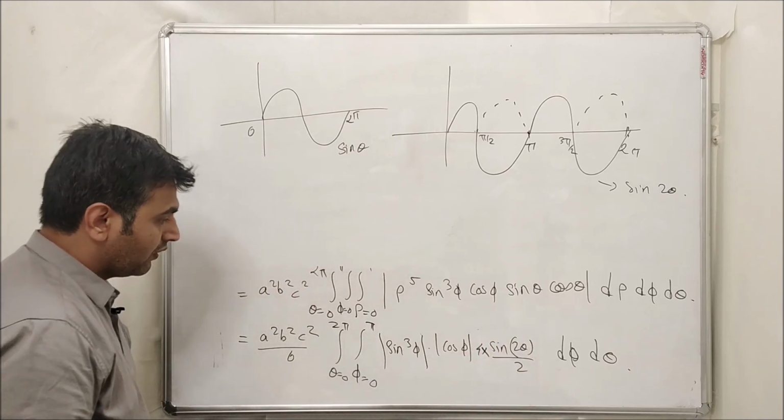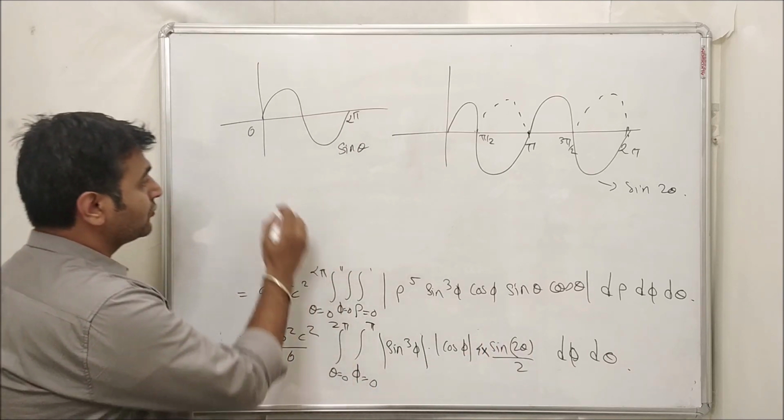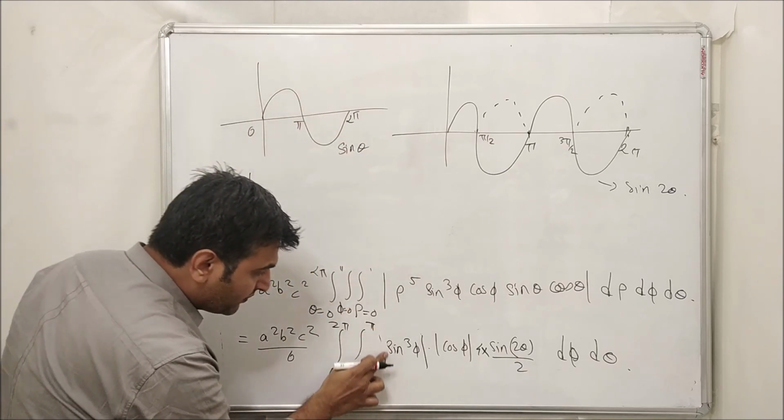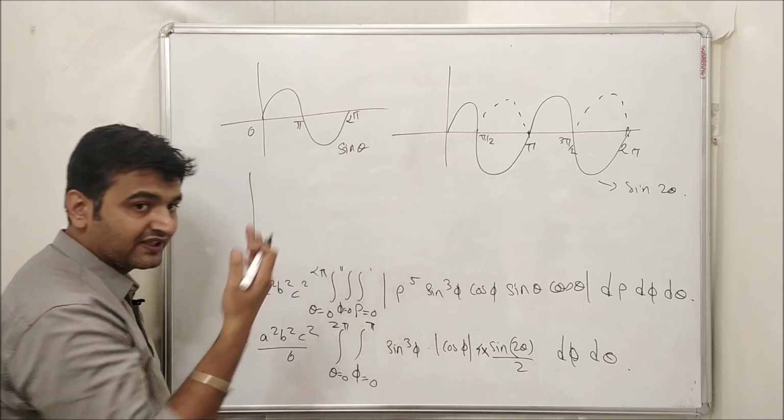Great. What about sine cube phi from 0 to pi? From 0 to pi sine is positive, so sine cube is also positive. So remove this mod as well.